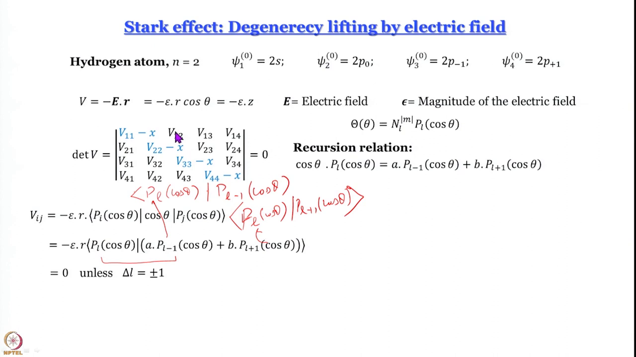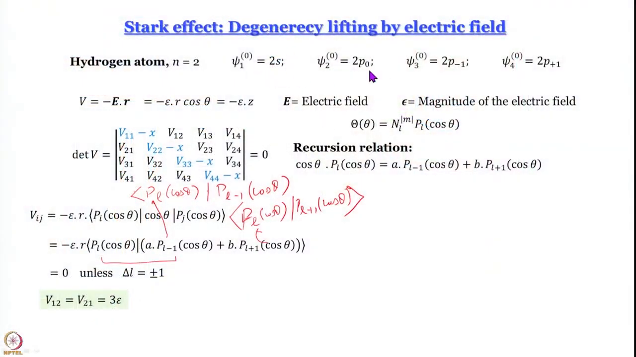So, what we see is this V12 is going to be non-zero because delta L equals plus or minus 1. Similarly, V21 is also going to be non-zero because delta L equals plus or minus 1. In case I talk too much and confused you over the last 2 minutes, let me just say it once. We have proven that Vij is equal to 0 unless delta L equals plus or minus 1. For V11, V22, V33, V44, since delta L equals 0, that is not plus or minus 1, Vii is equal to 0, no problem. V12 and V21 are non-zero because delta L equals plus or minus 1. Here L is 0, here L is 1.